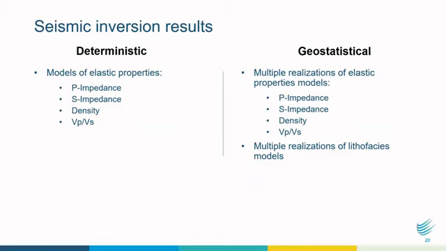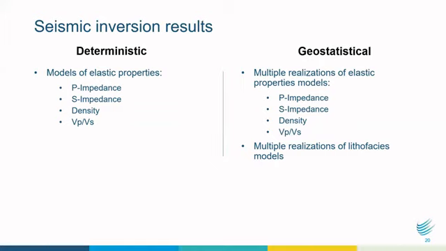After deterministic or geostatistical inversion, we have results in the form of elastic properties. In case of deterministic inversion, we have a single model for each of these properties, or only P impedance if we perform acoustic inversion, as you remember. In case of geostatistical inversion, we have multiple realizations of each of these elastic parameters. And there is also the ability to calculate multiple realizations of lithofacies models in case of geostatistical inversion.